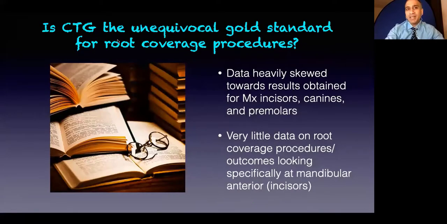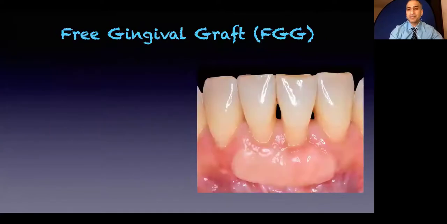So I ask again, is CTG, connective tissue grafting, the unequivocal gold standard for root coverage procedures? And the answer to that question, I would say, is no, because the data is heavily skewed towards the results obtained from incisors, canines, and premolars in the maxilla. And there's actually very little data looking specifically at root coverage procedures in the mandibular anterior region, specifically incisors.